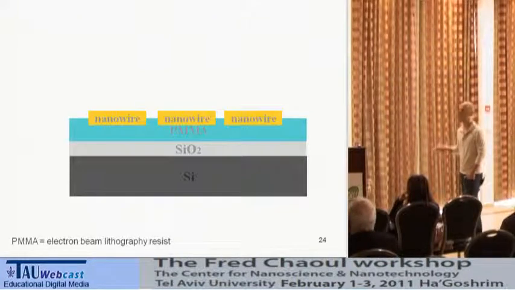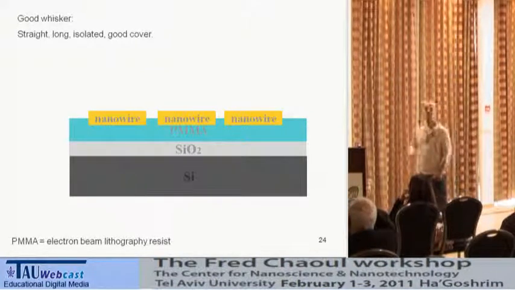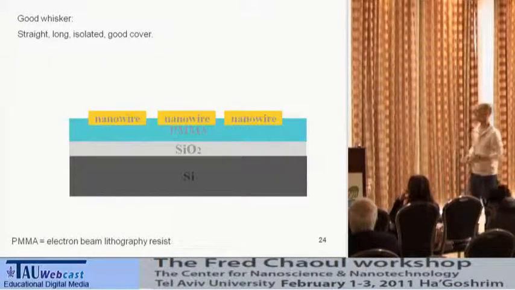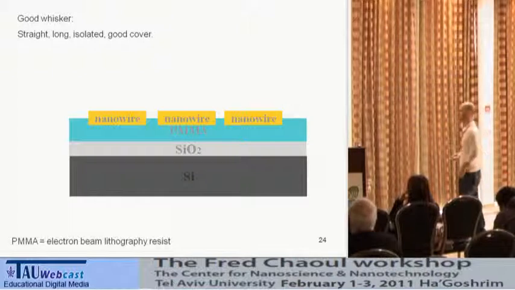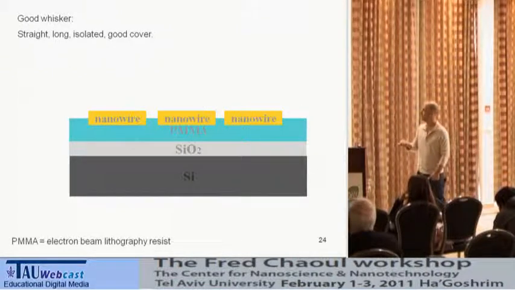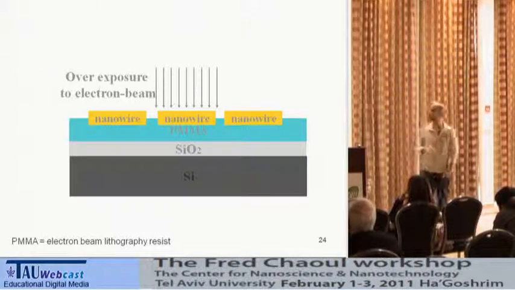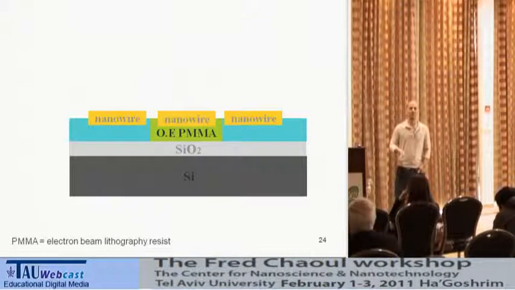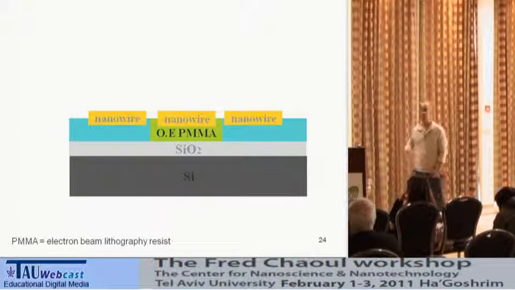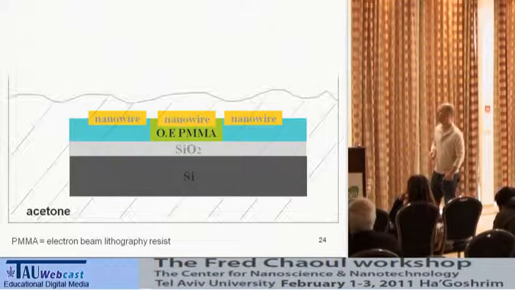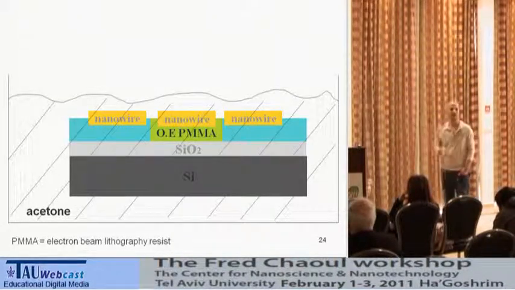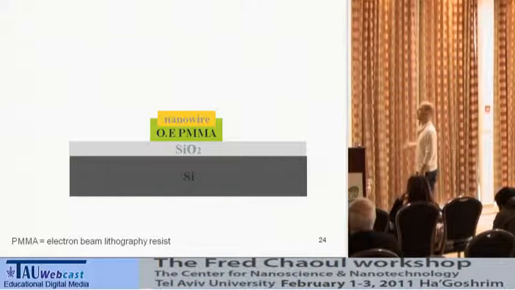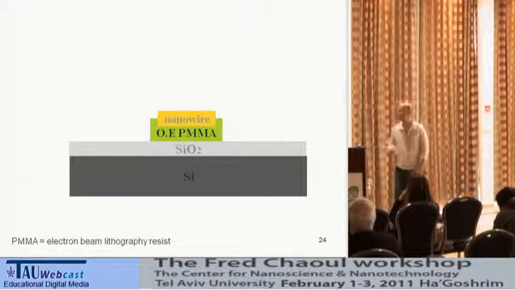And then we go hunting for the good whiskers. We're looking for a straight one that has a good cover, that is long enough and doesn't have close neighbors or anything that we think can prevent the measurements later on. And when we find it, we examine it for a few minutes with the E-beam. When we do so, it hardens the PMMA underneath it and changes its property. Later on, we put it in acetone. This will lift off all the other remaining undesired whiskers and all the undesired PMMA. And the next stage is to continue with standard E-beam lithography.